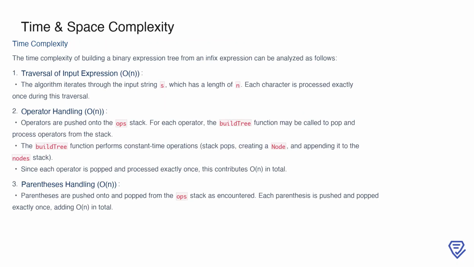To analyze the time complexity of building a binary expression tree from an infix expression, we start with the traversal of the input. The algorithm iterates through the entire string, processing each character exactly once. This gives us O(n) for the traversal step. Next, we handle operators by pushing them onto the ops stack and using the buildTree function to process them. Since each operator is pushed and popped from the stack exactly once, this also contributes O(n) overall.